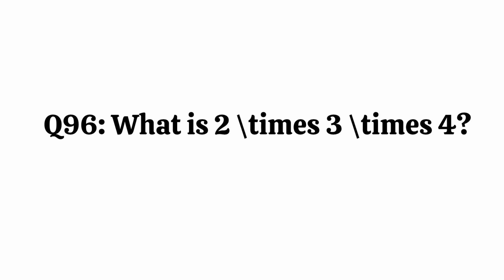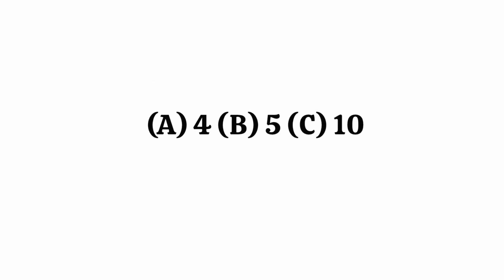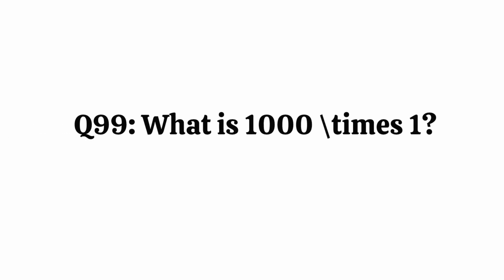Q96. What is 2 times 3 times 4? A. 9. B. 12. C. 24. Answer. C. 24. Q97. How many times can you subtract 10 from 50 to reach 0? A. 4. B. 5. C. 10. Answer. B. 5. Q98. Write 1/10 as a decimal. A. 0.1. B. 0.01. C. 0.10. Answer. A. 0.1.